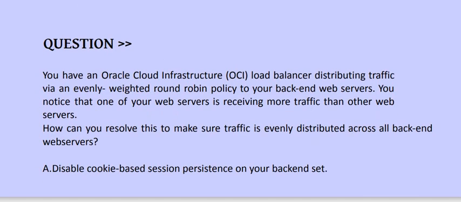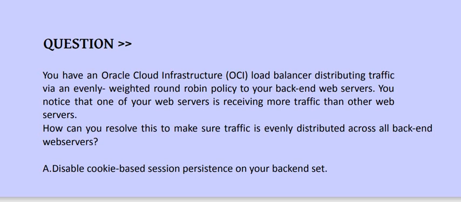Now the question is, you have an Oracle Cloud Infrastructure OCI load balancer distributing traffic via an evenly weighted round-robin policy to your back-end web servers. You notice that one of your web servers is receiving more traffic than other web servers. How can you resolve this to make sure traffic is evenly distributed across all back-end web servers?